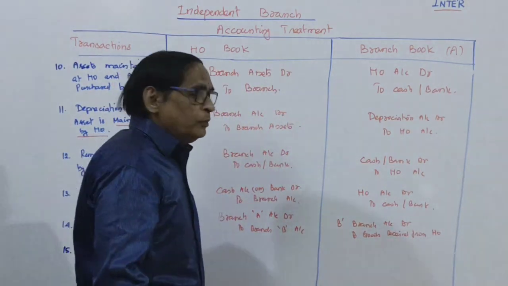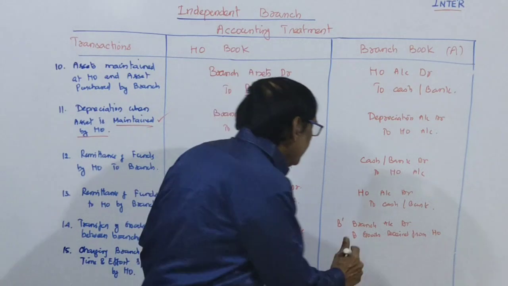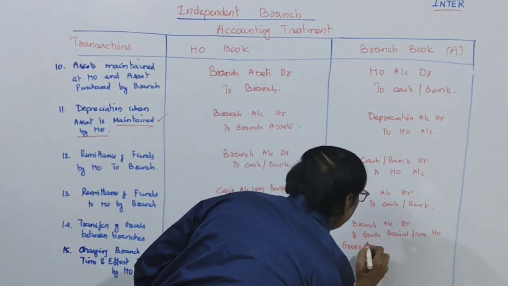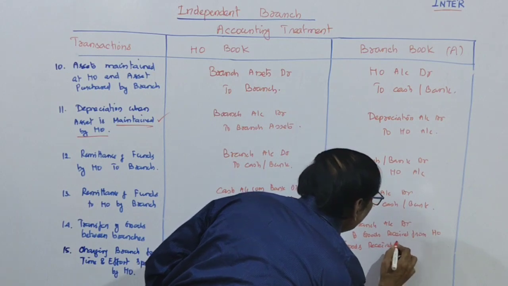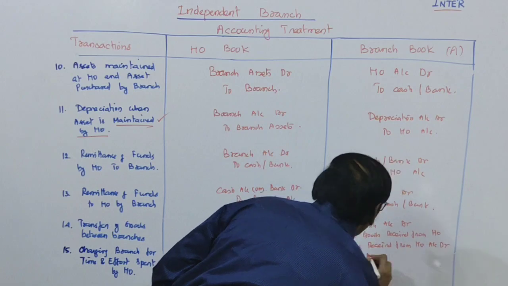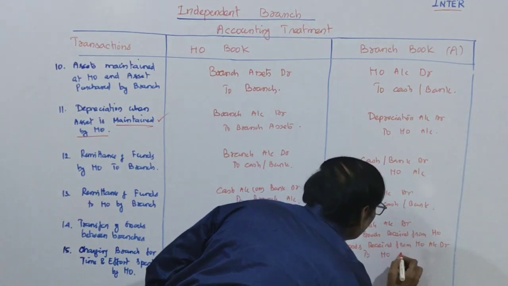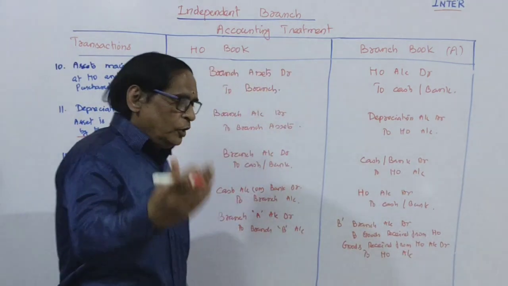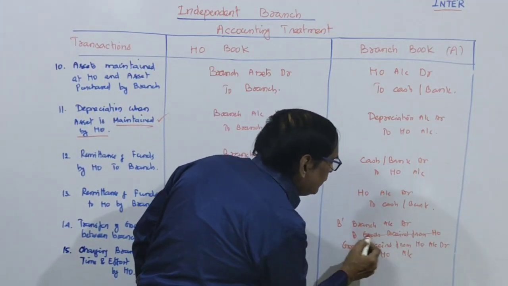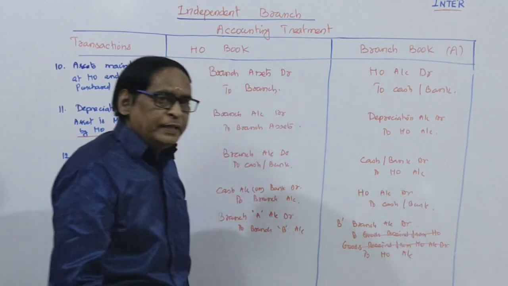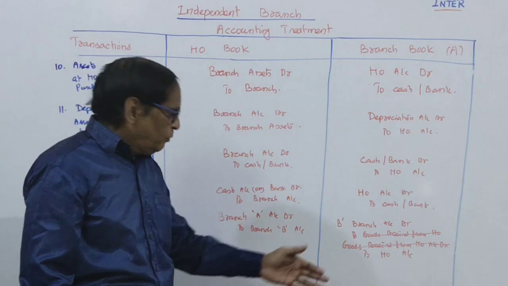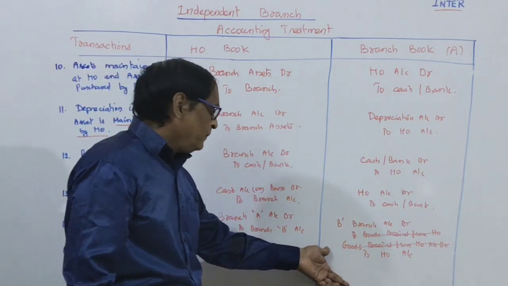Another entry we have to put: goods received from head office account debtor to head office account. If you see, this is a credit entry, this is a debit entry, it will be cancelled. So what will be the entry? B branch account debtor to head office account. You can put it, this is also enough. Understand?